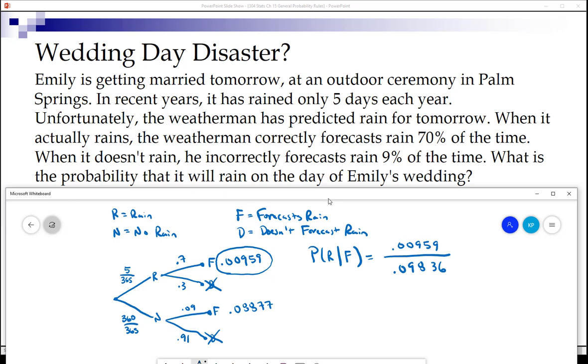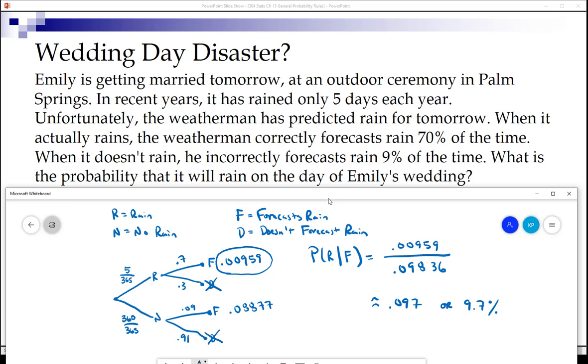So let's go ahead and calculate that. What is the probability it's going to rain if the weatherman forecasted that it was going to rain? It's going to be 0.00959 divided by 0.09836 approximately. And what we get here is the probability of rain, given that he forecasted rain, is approximately 0.097. So there's a 9.7% chance of it actually raining when the weatherman forecasts rain.